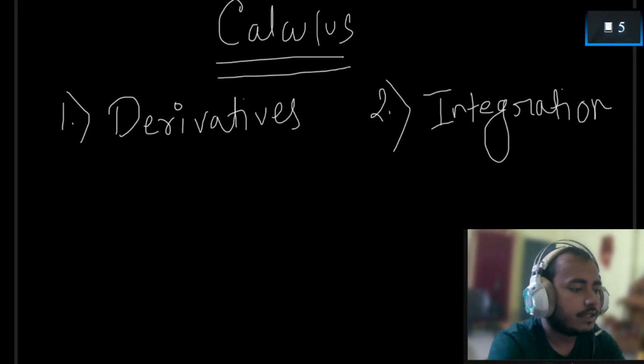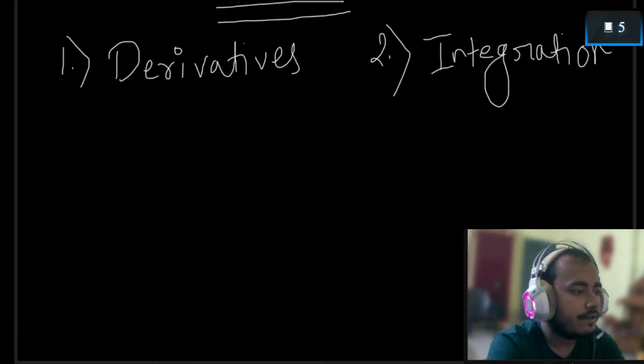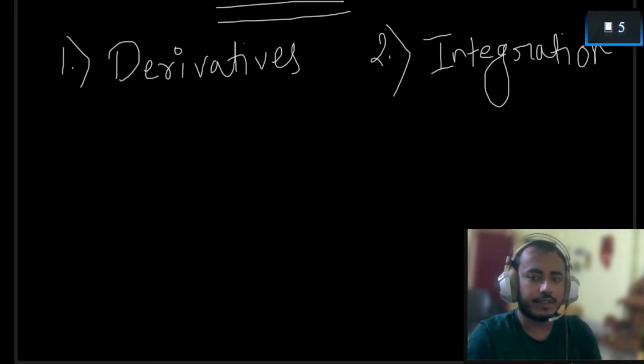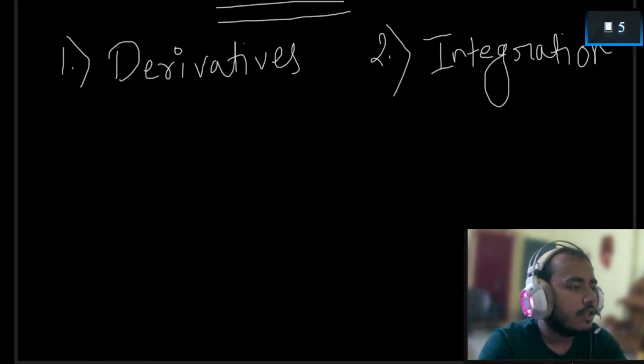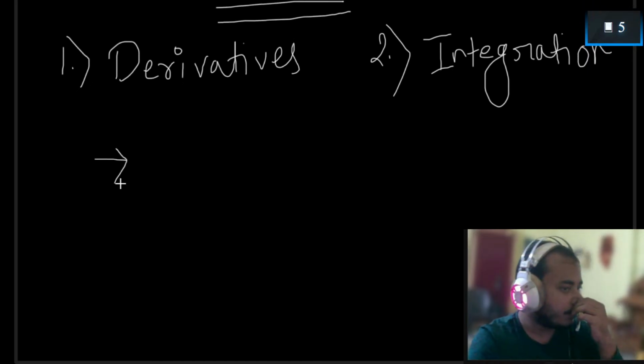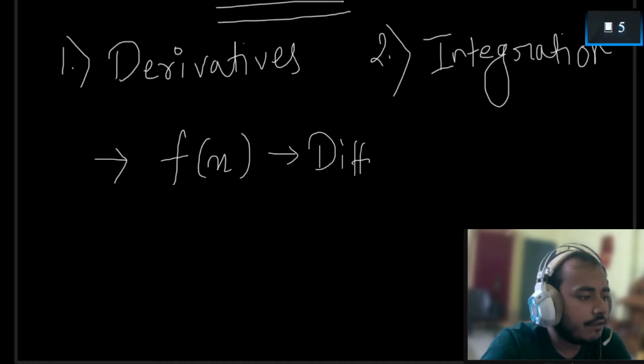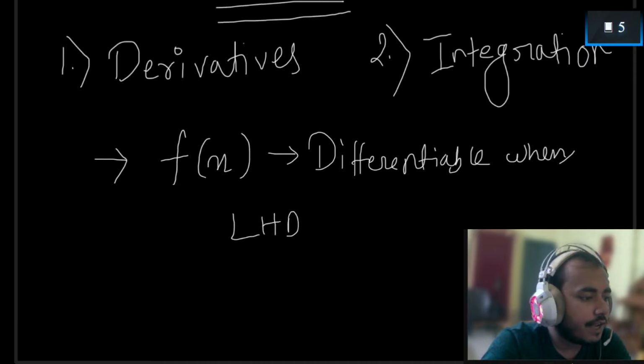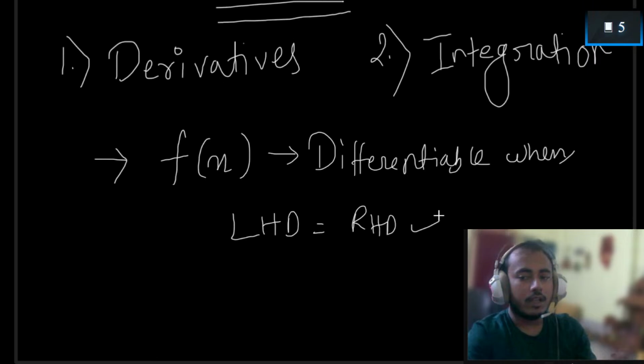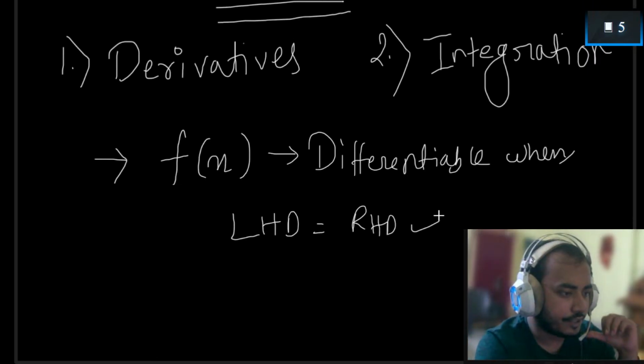We'll start with derivatives first, and then we can move on to integration and stuff. So first of all, when finding derivatives, I would try to go from the very basic. Given a function f of x, this function is called differentiable when the left hand derivative and the right hand derivative both exist. So this is the basic definition of differentiability.